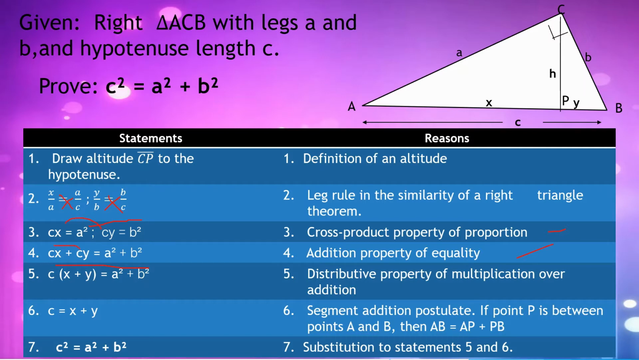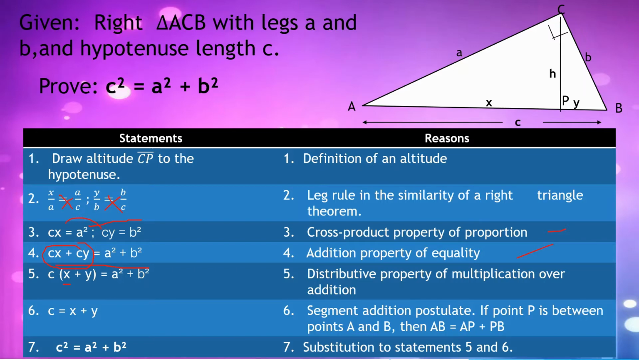After that, because we have the common monomial here, we have to factor out the C. Cx divided by C is X, Cy divided by C is Y. So we have C times the quantity X plus Y is equal to A squared plus B squared. So that is the distributive property of multiplication over addition.